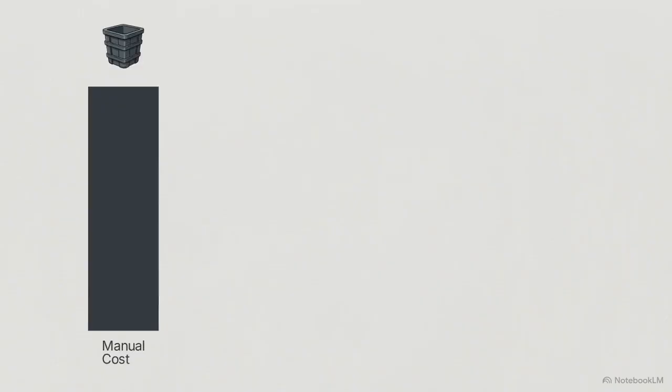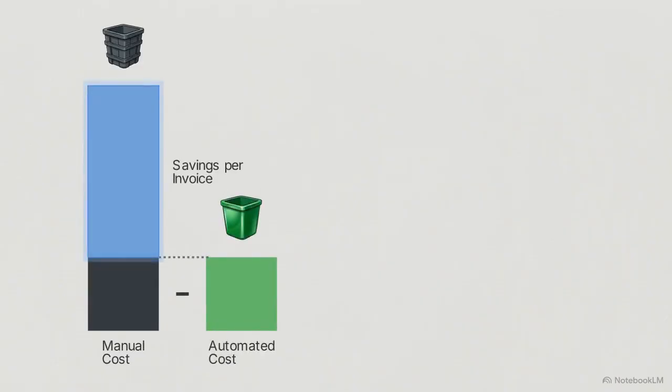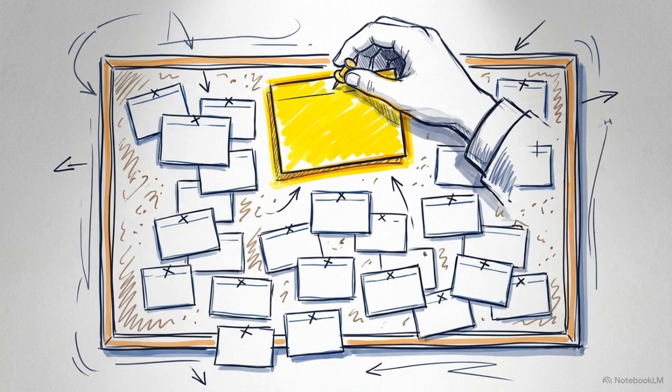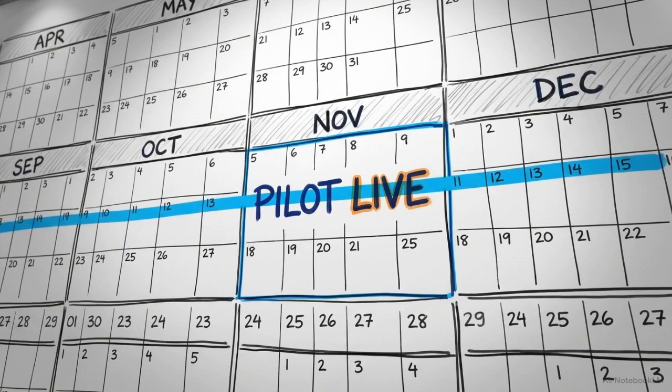This visualization breaks down the return on investment calculation. You subtract the new automated cost from your current manual cost and multiply that difference by your total invoice volume to find your projected annual savings. Step 2 involves prioritizing your specific use cases. You will design this initial pilot program to run for a focused 8 to 16 weeks.